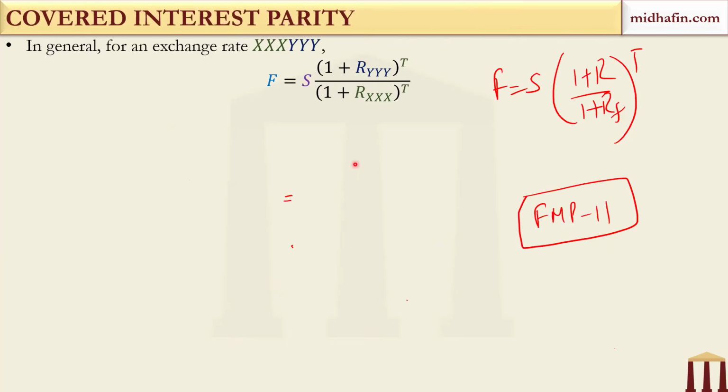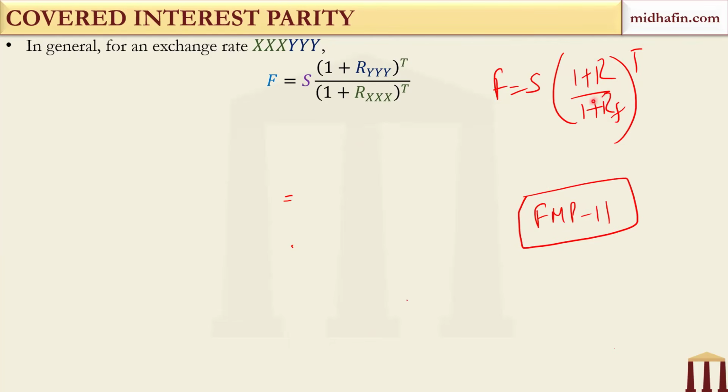Now, covered interest rate parity and uncovered interest rate parity. In FMP 11 also something like this is going to turn up. No, not in FMP 11. I think the chapter code has changed. I'll have to check. So this is the formula basically: (1 plus R) divided by (1 plus RF), whole raised to the power T.